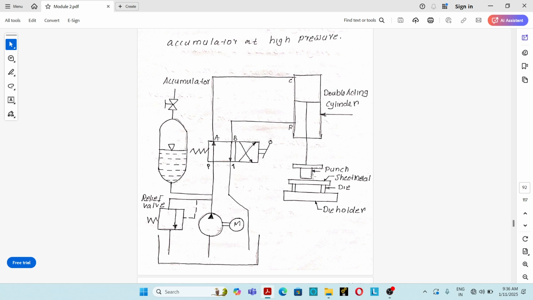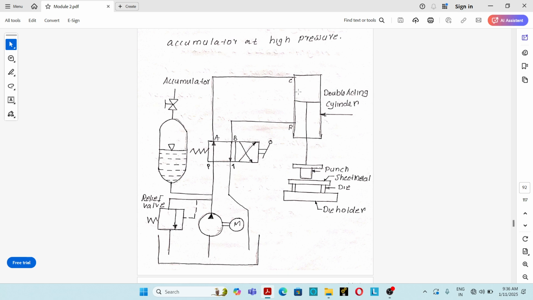So here is a punch and die, and this is a sheet metal. During the working, there will be an extension stroke and a retraction stroke. During the extension stroke, the punch is moving in a downward direction and exerting pressure over the sheet metal. During the extension stroke, port P is connected to port A and port B is connected to port T. Then what will happen? Highly pressurized hydraulic oil flows through port P to port A to the cylinder.